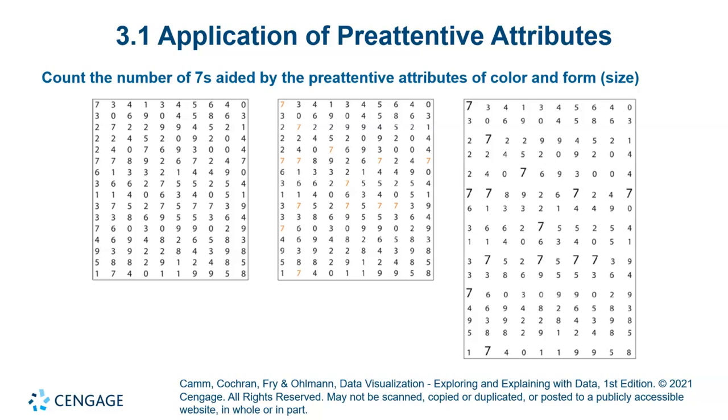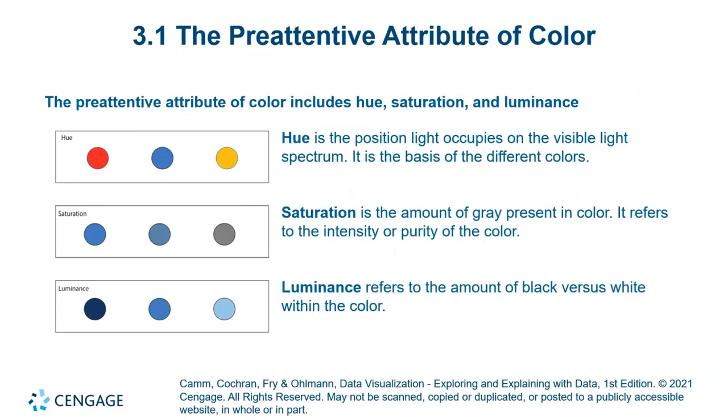And here are the combinations of these two different attributes. Now, the pre-attentive attribute of color has three things: one is called hue, then saturation and luminance, right? So hue is basically the position light occupies in the visible light spectrum. It is the basis of the different colors, right?